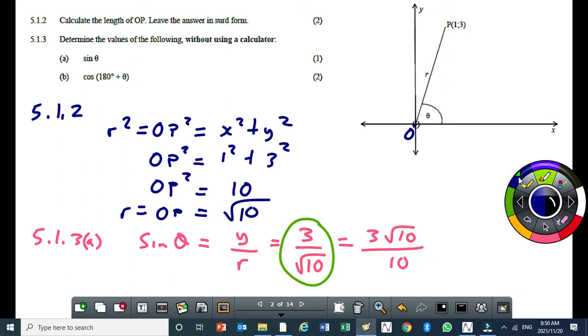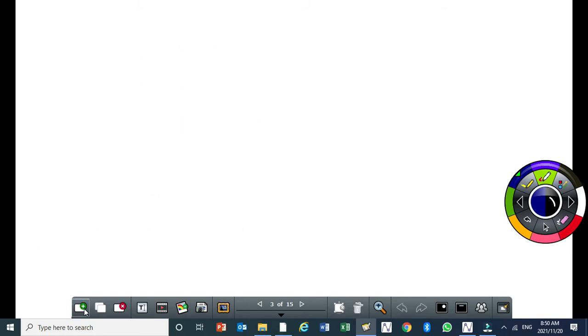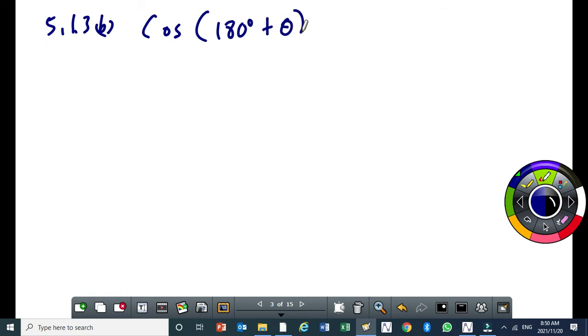Okay, if you forgot, you haven't refreshed yourself, you have today and tomorrow to refresh yourself. Reduction formula, you have to know. So the next step then is sin x equals negative cos x. Yes. So we have 5.1.3b. Need to find the value of cos of 180 degrees plus theta.